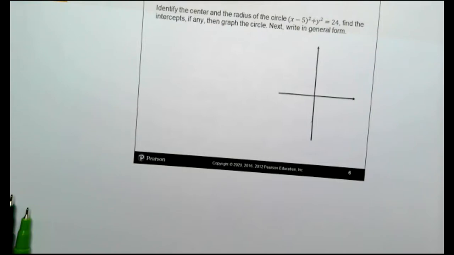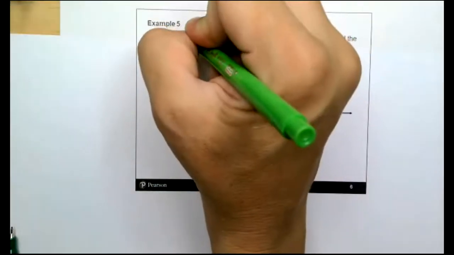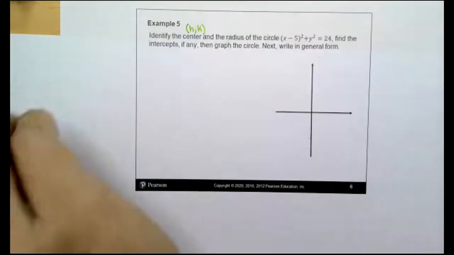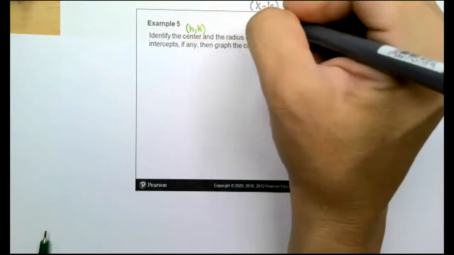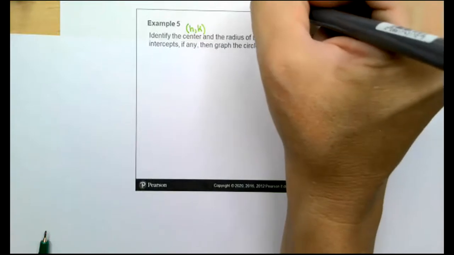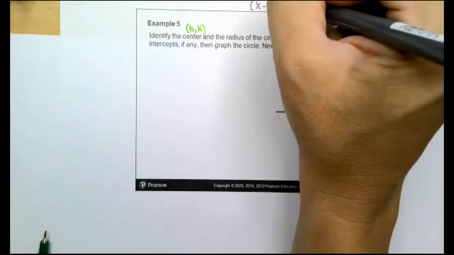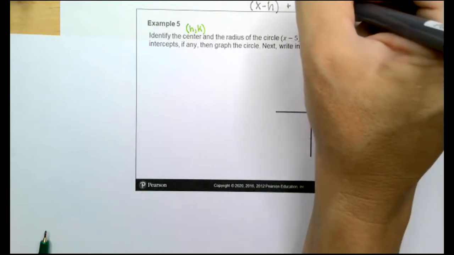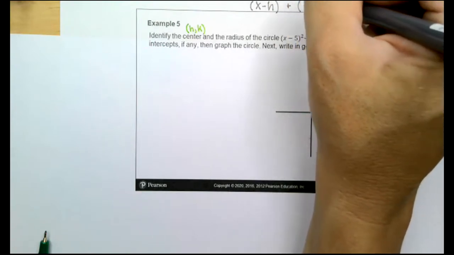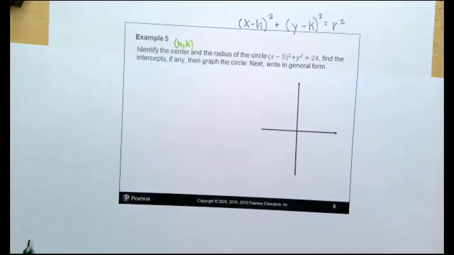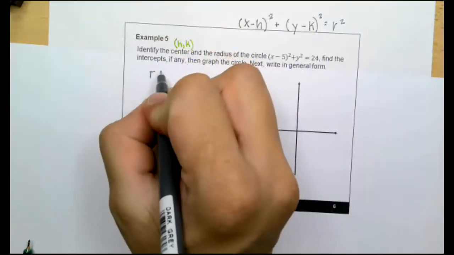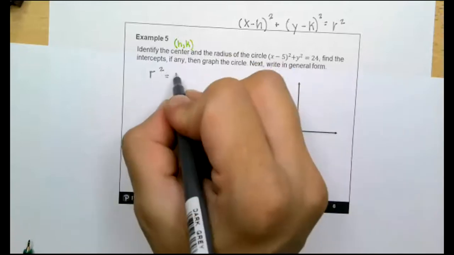So the center is (h, k), right? The equation is (x minus h) squared plus (y minus k) squared equals r squared. Good. So r squared is 24. Let's start there.